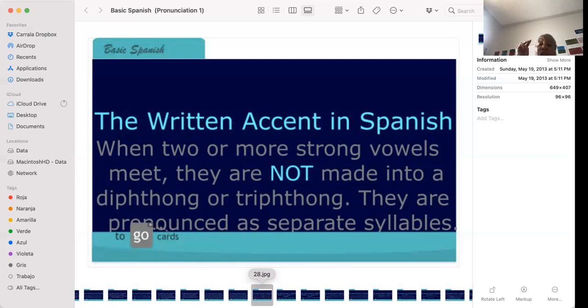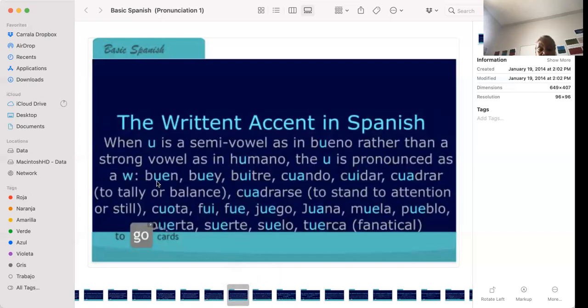But when you have two or more strong vowels that meet, like the O and the E, they do not form a diphthong or a triphthong. They are pronounced as separate syllables. So the U and the E, when they are weak, come together to form one sound. Or when it is with another vowel, it comes together to form one sound. I'll go back. Because here you have the U and the E. The U is weak, the E is strong. Let's put an O there. Bueno.